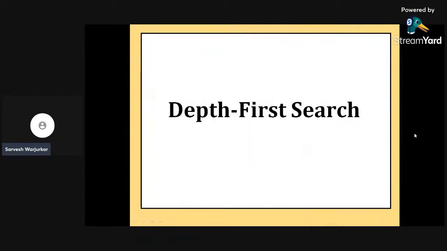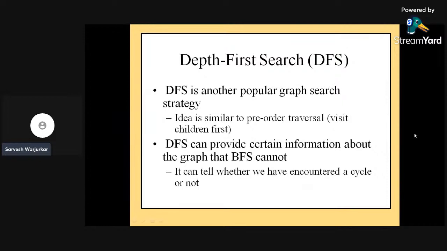Now we'll look into depth first search, and for the next 2-3 minutes we will cover depth first search for today's session. Depth first search is another popular graph search strategy where the idea is very similar to pre-order traversal: visit the children first. Remember, visit the extreme children first. DFS can provide certain information about the graph that BFS cannot.